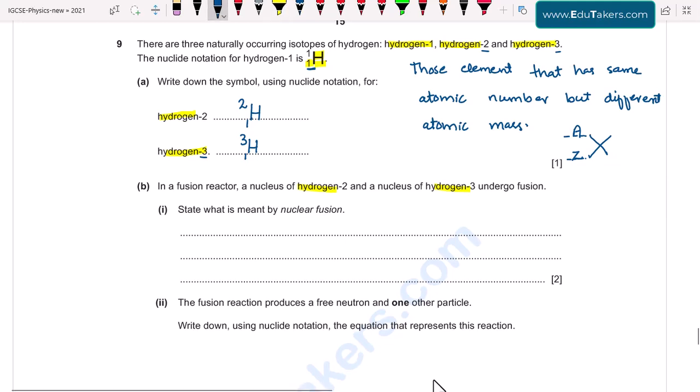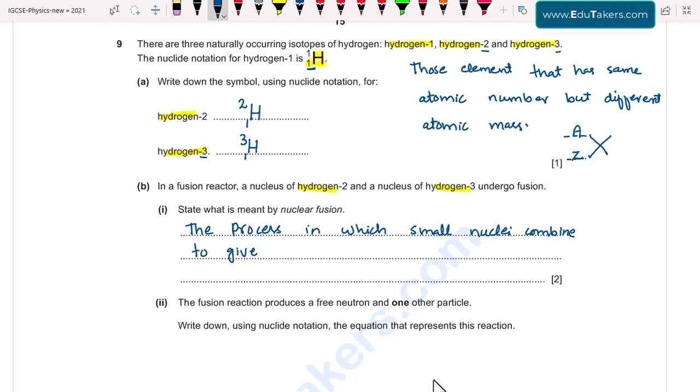So I write here: fission, the process in which small nuclei combine to give a large nucleus with a large amount of energy release.